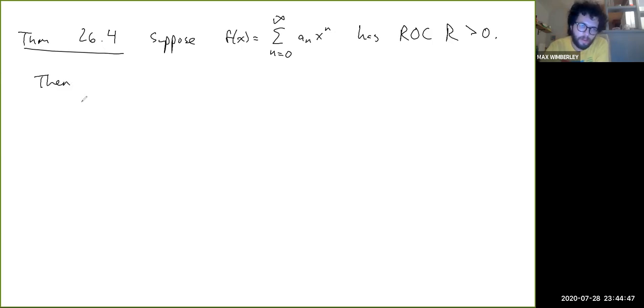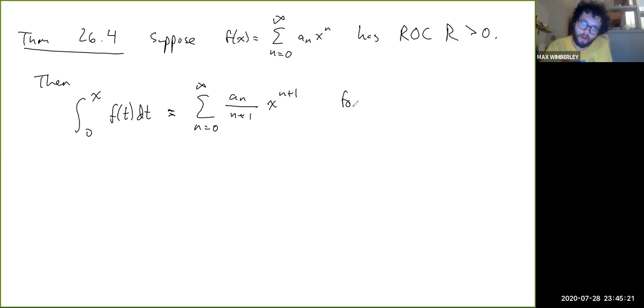Then the integral from 0 to x of f of t dt. By the way, this is like the indefinite integral, right? This is how you should really think of indefinite integrals, as a definite integral where one of the endpoints is a variable. So this equals the sum from n equals 0 to infinity of a_n over n plus 1, x to the n plus 1, for absolute value of x less than R specifically, okay? We're not even saying anything about whether the integral from 0 to R, for example, exists, because it might not. So we're only doing this for absolute value of x strictly less than R.